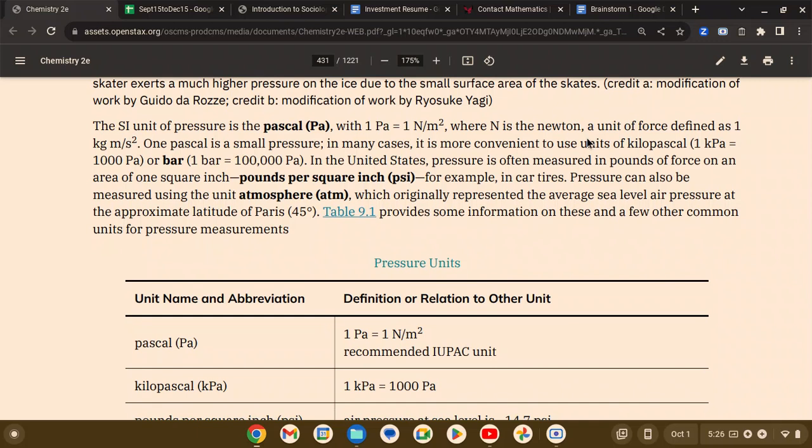In the United States, pressure is often measured in pounds of force on an area of 1 square inch, pounds per square inch. For example, in car tires, pressure can also be measured using the unit atmosphere, which originally represents the average sea level air pressure at the approximate latitude of Paris. Table 9.1 provides some information on these and a few other common units for pressure measurements.